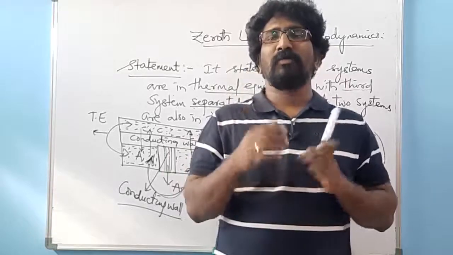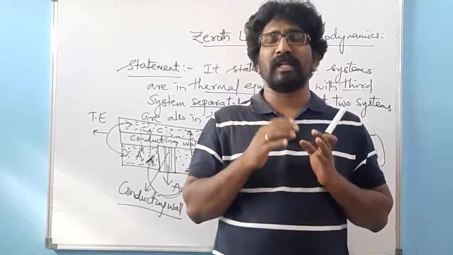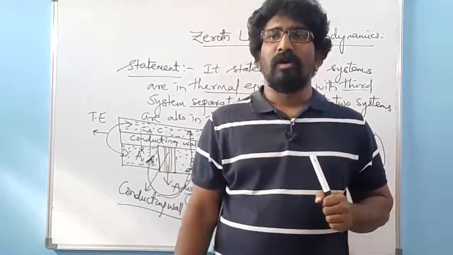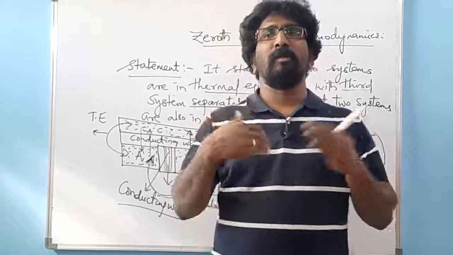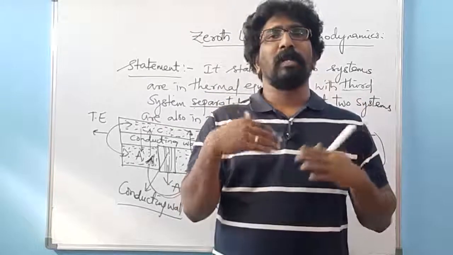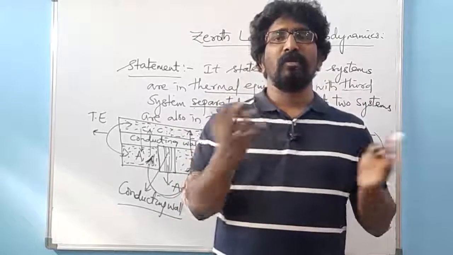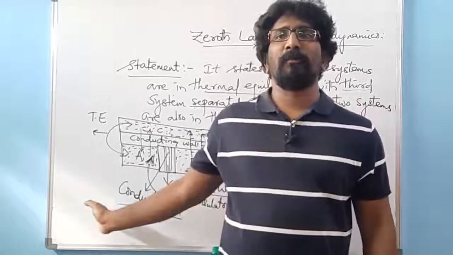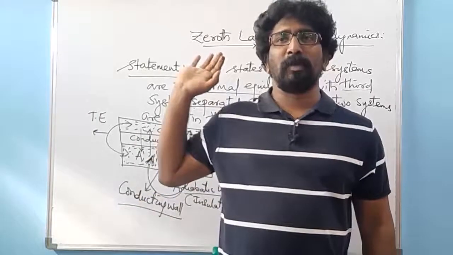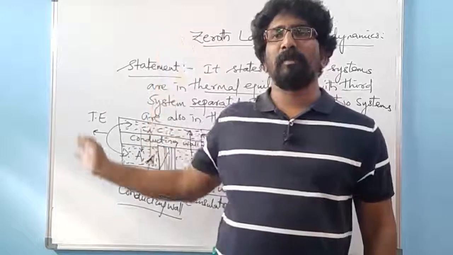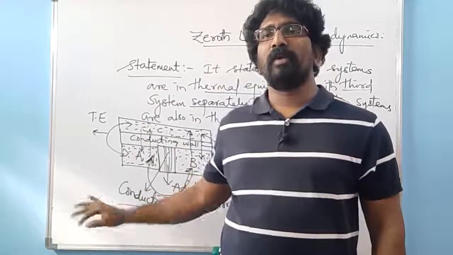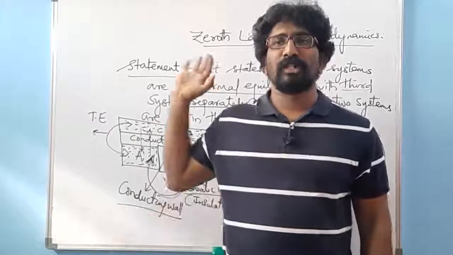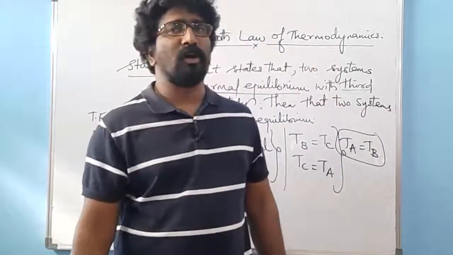Why does the transfer of heat not take place? Because the systems are already in equilibrium. There will be no difference in the thermodynamic parameters, so heat transfer will not take place. This is applicable for thermodynamic equilibrium also. Even in thermodynamic equilibrium, if you change the adiabatic wall to a conducting wall, heat transfer will not take place. So this is the concept of what is meant by the Zeroth Law of Thermodynamics.